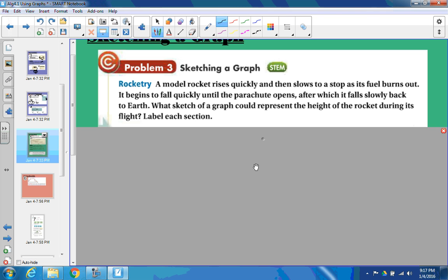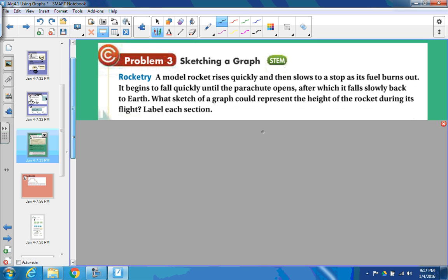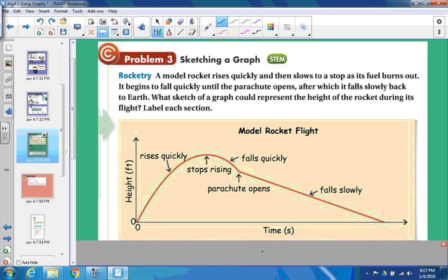What sketch of a graph could represent the height of the rocket during its flight and label each section. So the things that are changing, I think, would be the time, and then the height of the rocket. So here's a graph that would work for this. We are dealing with time, that's one variable, and height.